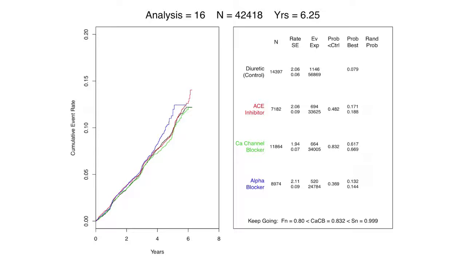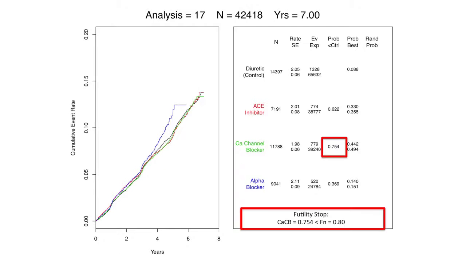We continue to track patients, and we're getting closer to a futility stopping bound. Calcium channel blockers, the best arm, has just an 83% chance of being better than diuretics. That's just slightly more than the 80% bound that would lead to a futility stop. Now, 9 months later, we see 115 more MIs or cardiac deaths on patients in the calcium channel blocker group.